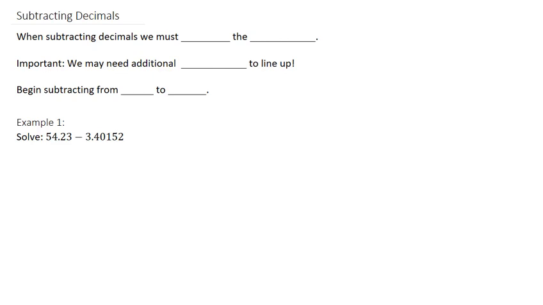Subtracting decimals. When subtracting decimals, we must line up the decimals. And it's important to note that we may need additional zeros to line up. And we begin by subtracting from the right and we move to the left. So let's look at this first example.